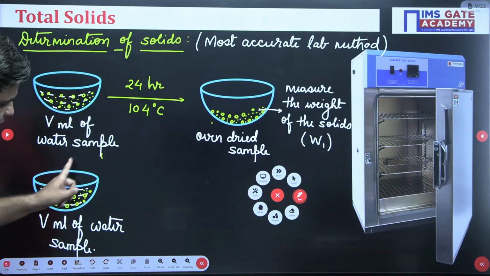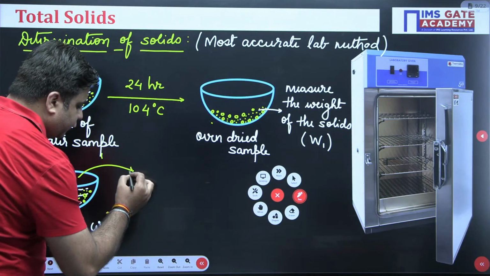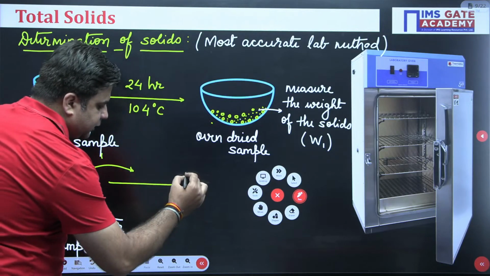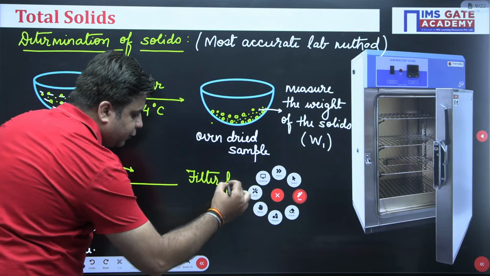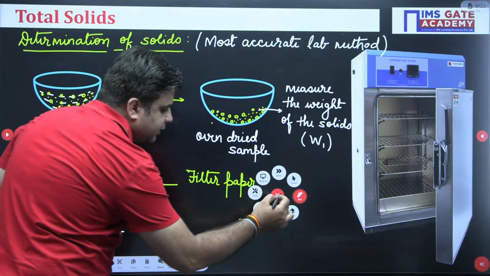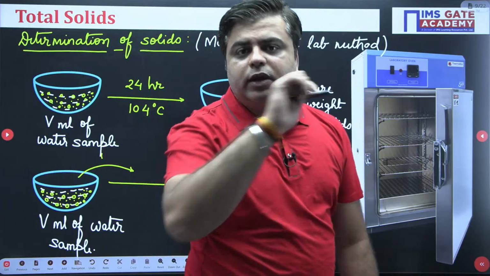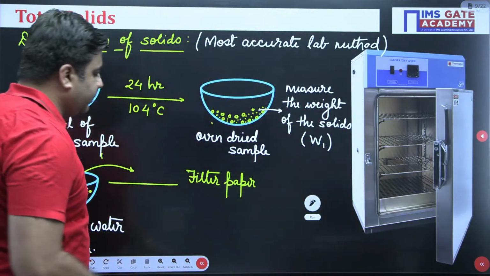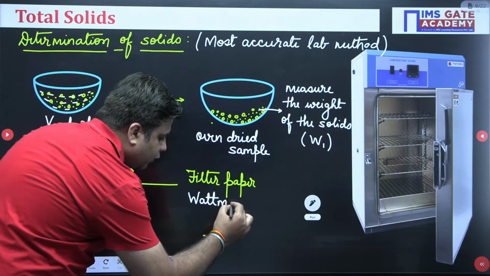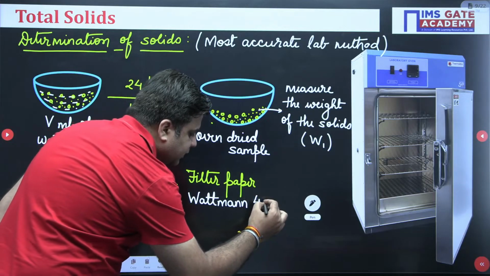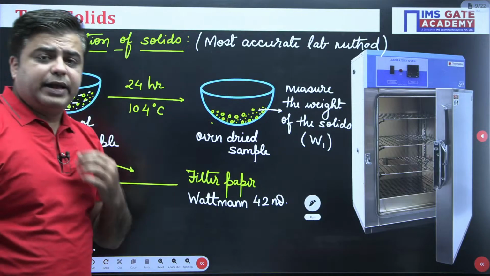First, we pass this water through the filter paper, right? Now, sometimes in an interview, they ask which type of filter paper is used. It is Whatman 42 number filter paper. The pore size is 0.2 micron.